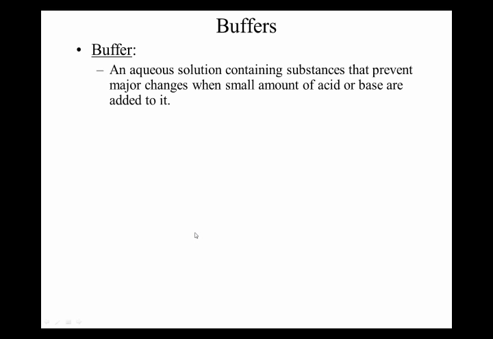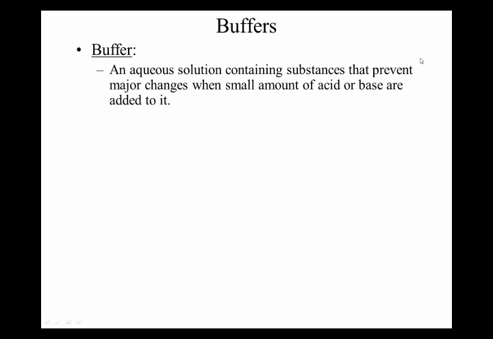A buffer is an aqueous solution that contains substances that prevent major changes when small amounts of acid or base are added to it. So, how could something prevent pH change when you add acid or base? Now, realize, we're talking about small amounts. You don't have to add very much acid to change the pH by a lot, right?